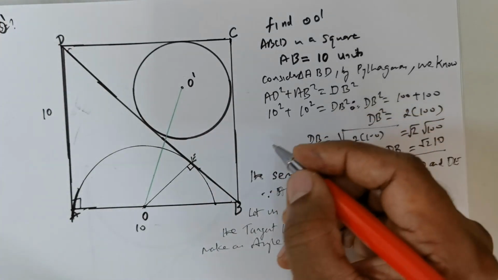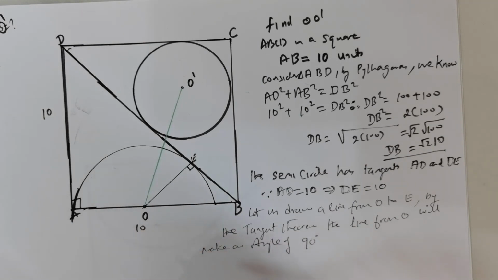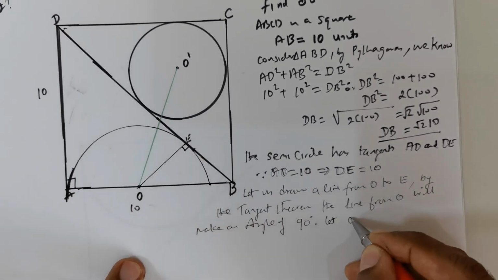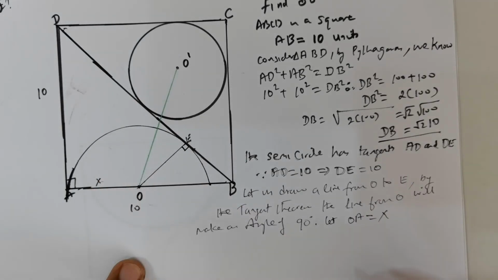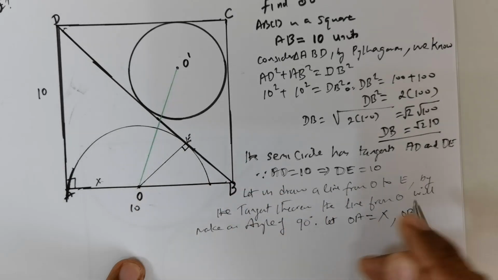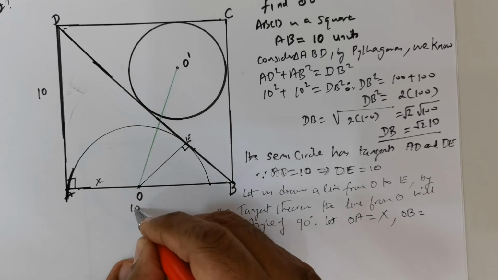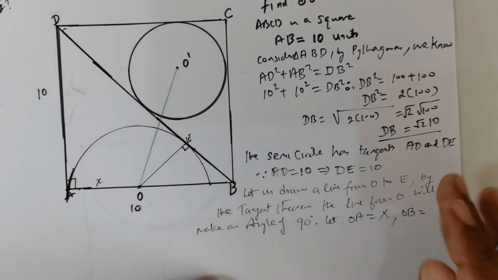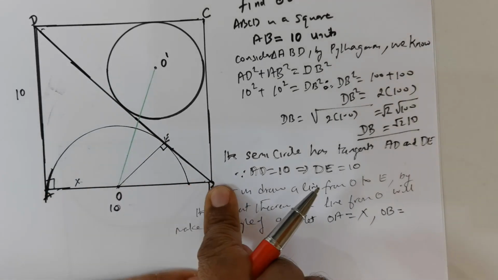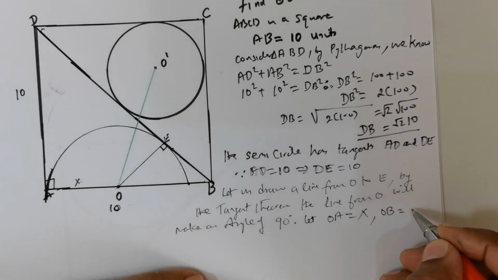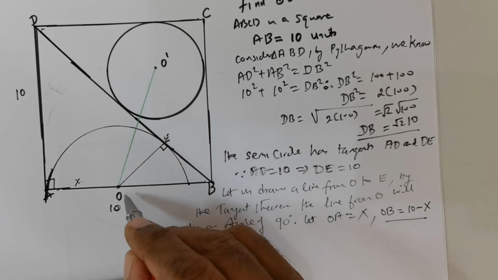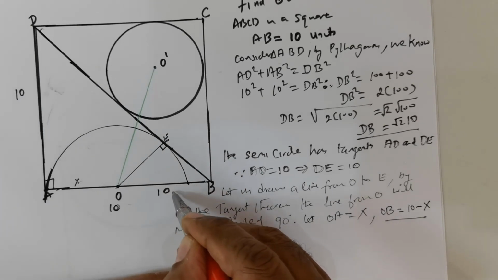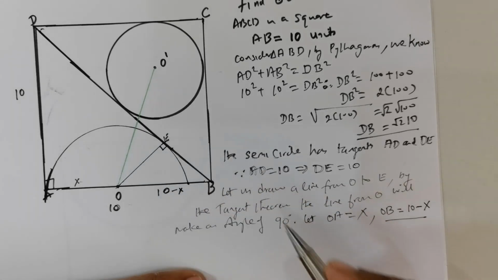Fair enough. Now if I were to take this point, let OA be equal to X, so this is going to be X units, and this entire thing is 10 units, so OB is going to be from this entire length 10, if you take away this X, 10 minus X. So that is going to be OB. So this side is going to be 10 minus X, fair enough.